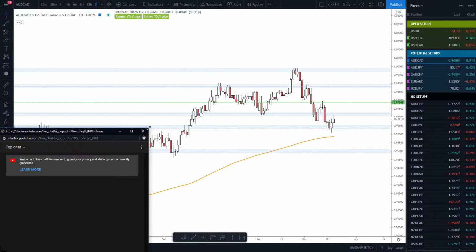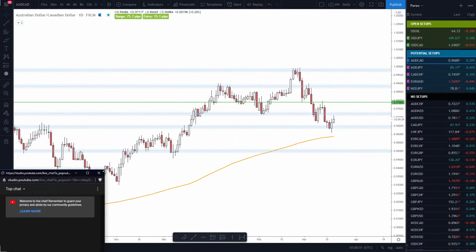You're looking at an AUDCAD daily chart. Today's analysis, we're going to be looking for price action setups across all the pairs listed to the right here. So let's dive right into it, guys. First things first, I want to discuss AUDCAD real quick.